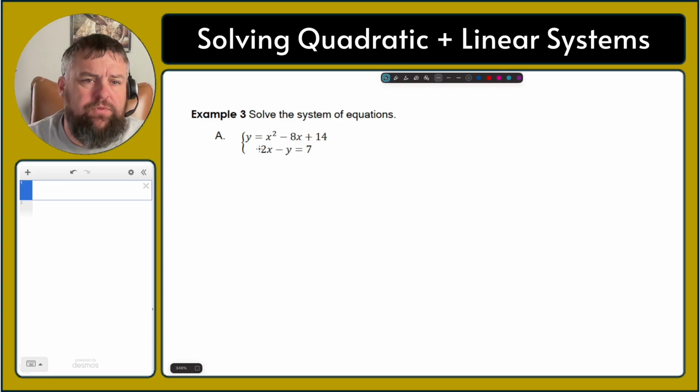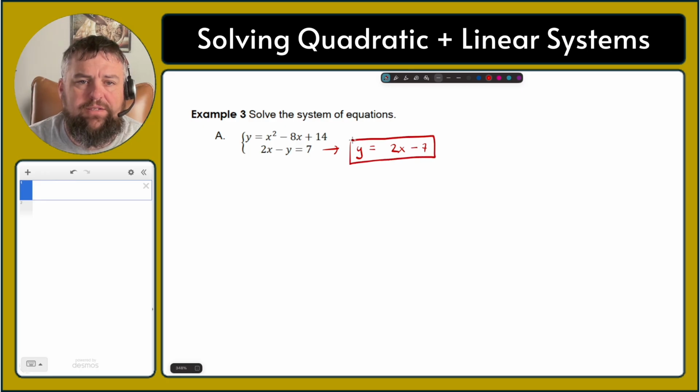Okay, so example 3 says solve the system of equations. This is question A for example 3. We have y equals x squared minus 8x plus 14. So that's already solved for y. The second one, we have 2x minus y equals 7. So my goal is to substitute for y is what I really want to do. Okay, so I want to rewrite the second equation so it's y equals. And in order to do that, that tells me that I'm going to have negative y equals negative 2x plus 7. Then taking care of the negative, we're going to have y is equal to 2x minus 7.